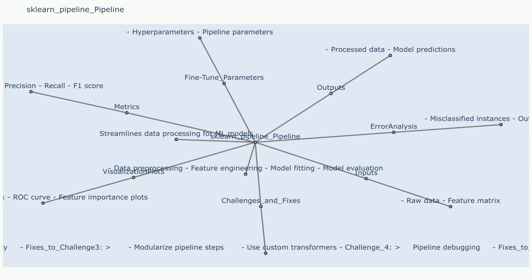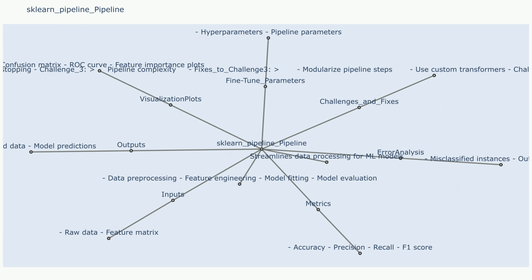Estimator model: the final step in a pipeline is typically an estimator, which is a model that learns patterns from the data. Examples include LogisticRegression, a linear model for binary classification; DecisionTreeClassifier, a tree-based model for classification; RandomForestRegressor, an ensemble model for regression.